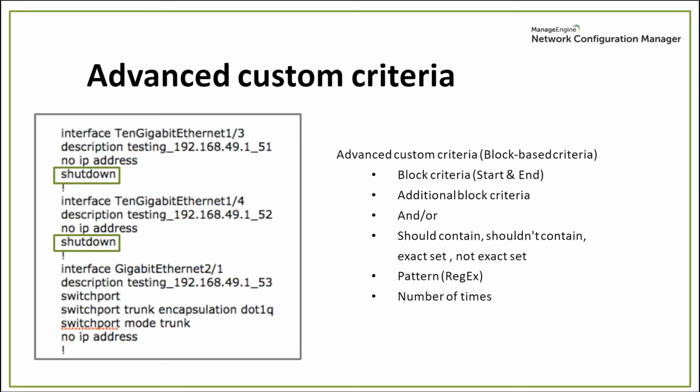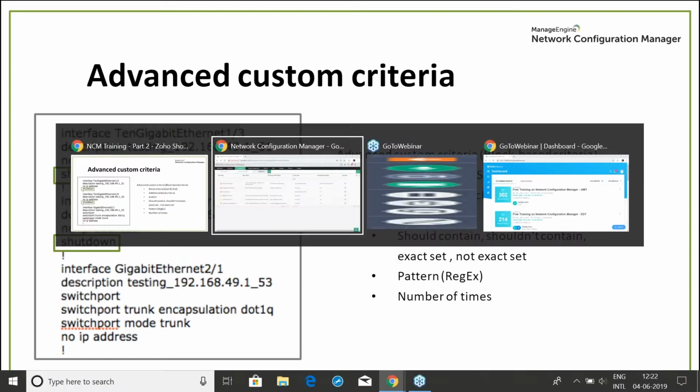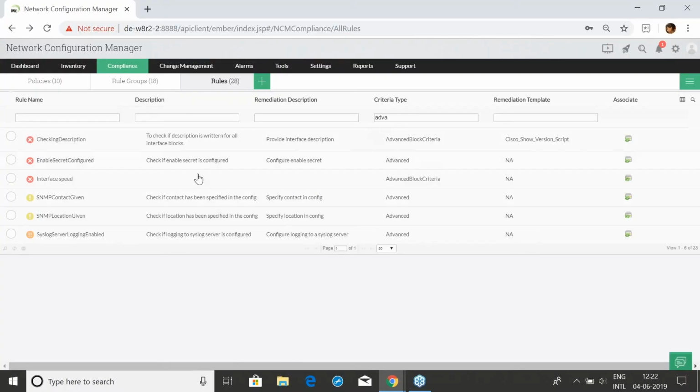In Network Configuration Manager, we have something called additional block criteria, where let's say certain interfaces in the router will be shut down. In that case, you don't have to waste time checking the interfaces which have shut down in it. All you have to do is give the additional criteria as shutdown. While performing a compliance check, NCM will automatically ignore all the interfaces which are shut down. Let me show you an example for advanced block criteria.